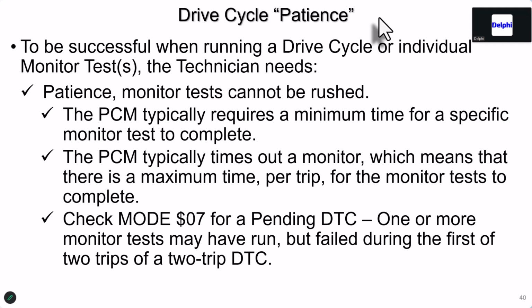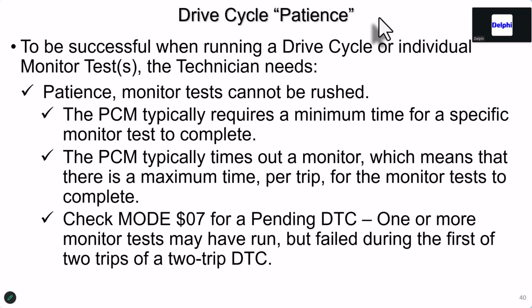Just remember, each monitor is going to have a minimum amount of time before it'll run. Most monitors will time out after a certain period of time during the trip. I use about 15 minutes, but as you just saw with that Nissan, I know in those Nissans I can drive them longer, and that O2 will complete, as the one showed, in 23 minutes. So you've got to develop a feel for this, and develop your own little memory bank when you're doing this.